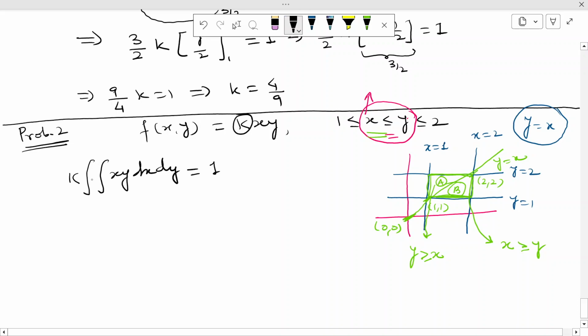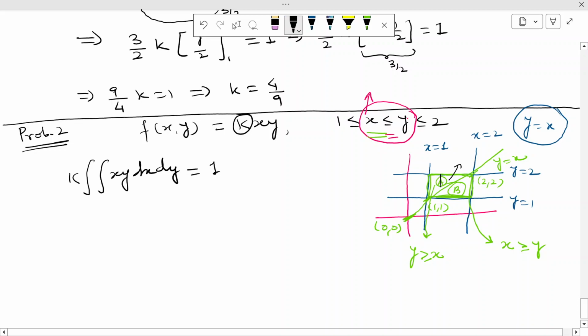In order to get the correct limits, we need to identify the region or domain over which we have to perform the double integral, and as we determine, this is our required region, because we are given that x is less than or equal to y.